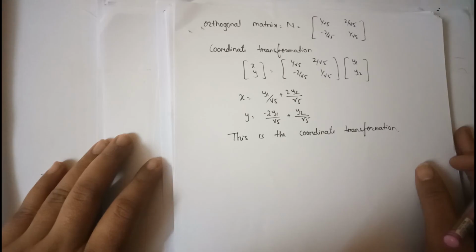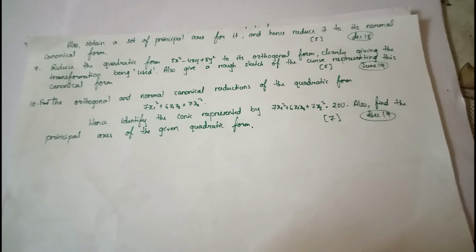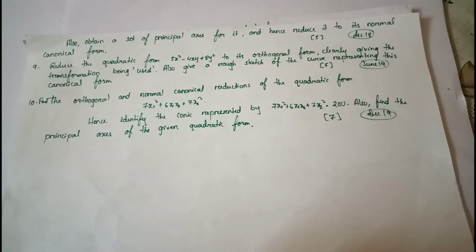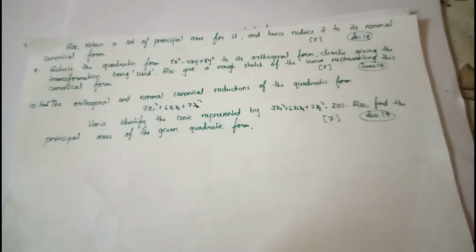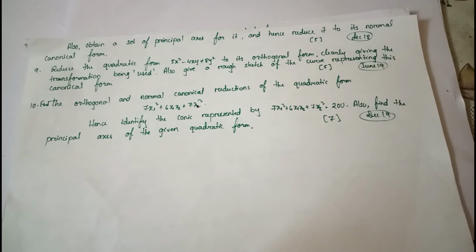So this is the coordinate transformation. So this is the next question. Again you have to find the orthogonal and normal canonical reduction of the quadratic form 7x1 square plus 6x1x2 plus 7x2 square, and you have to identify the conic represented by this much equal to 200. Also find the principal axis of the given quadratic form.